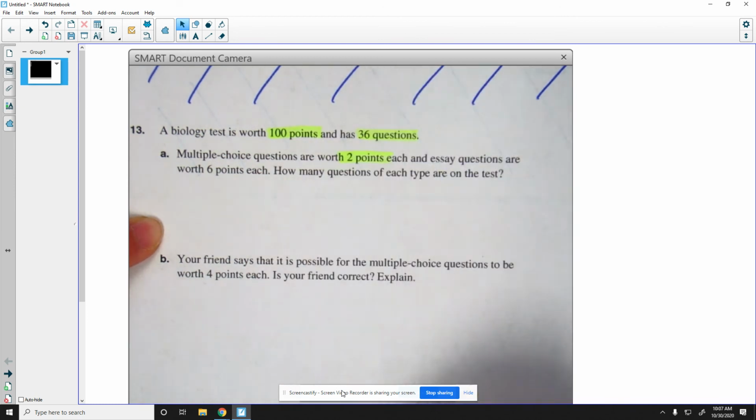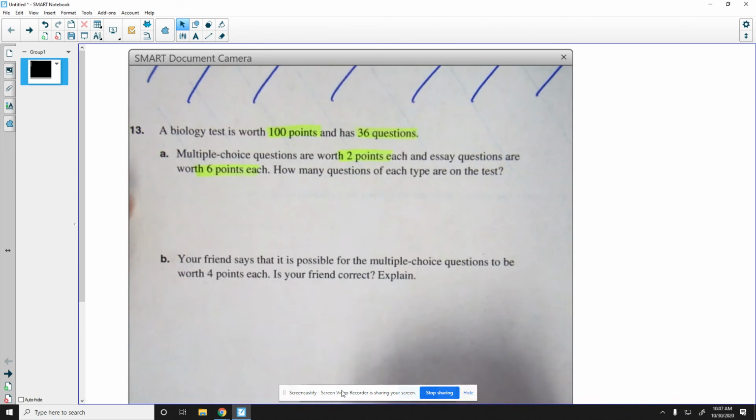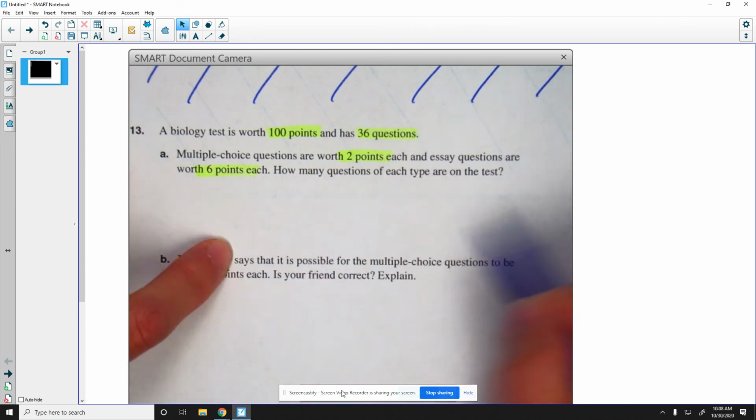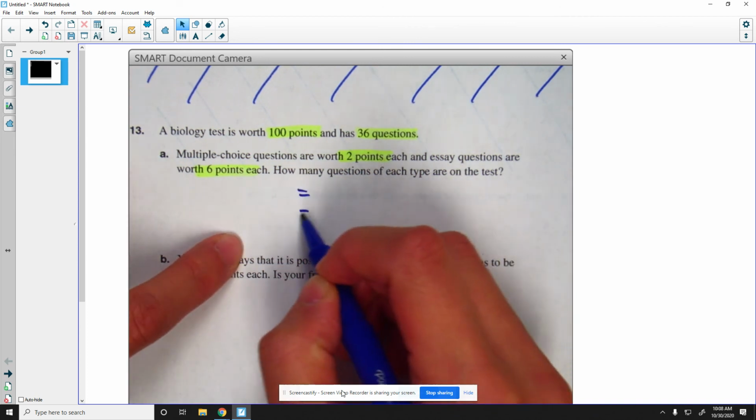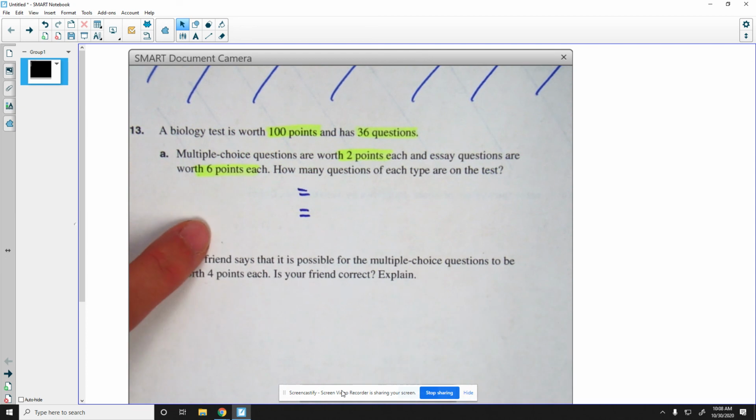Multiple choice are 2 points each. Essay questions are 6 points each. How many questions are on each type of the test? So, write the equation. So before you can even solve, you have to write the equation. So you have 2 equal signs because you have 2 equations. Now, first thing I normally want to do is find my totals.